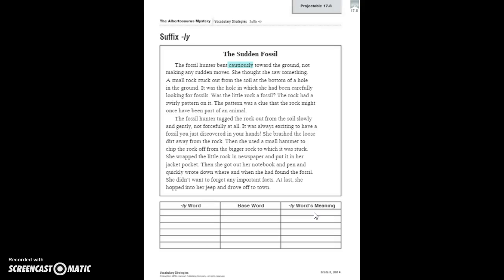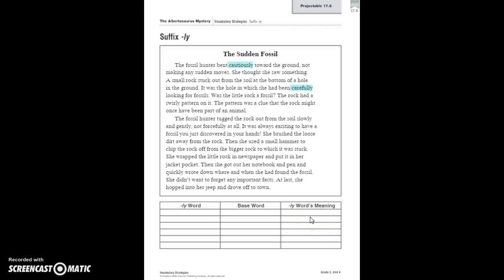Let's see if we can find the other one in the very first paragraph. Do you spy it here? Carefully. The ly word would be carefully, and the base word would be careful. The ly word's meaning would be in a careful way.